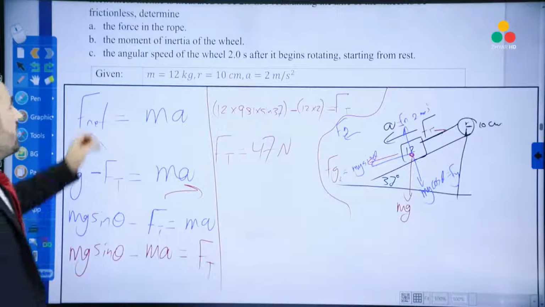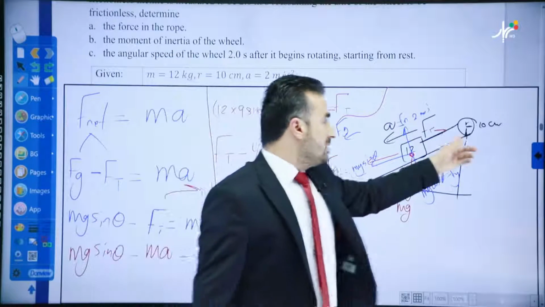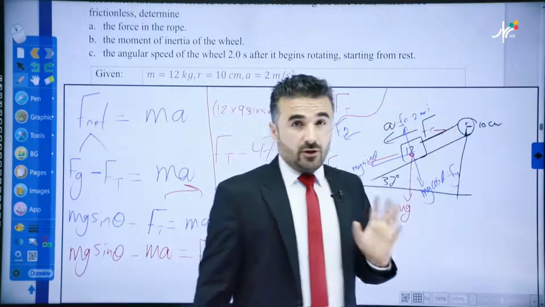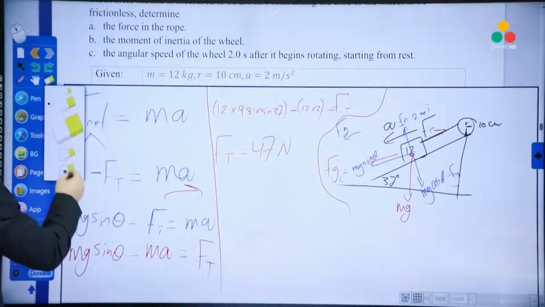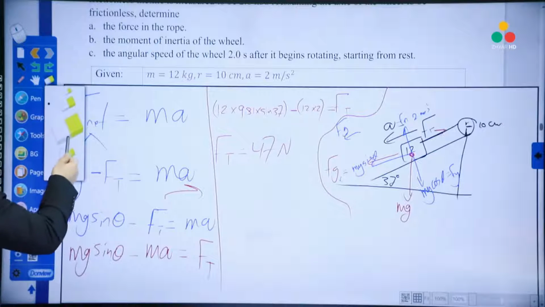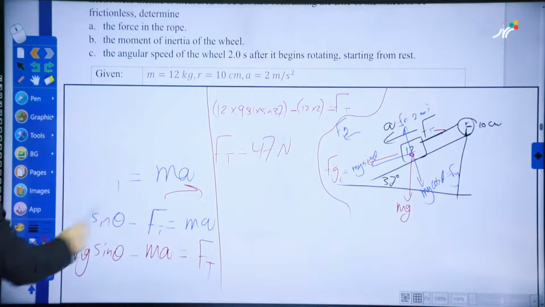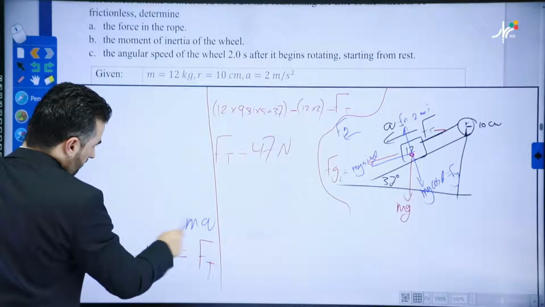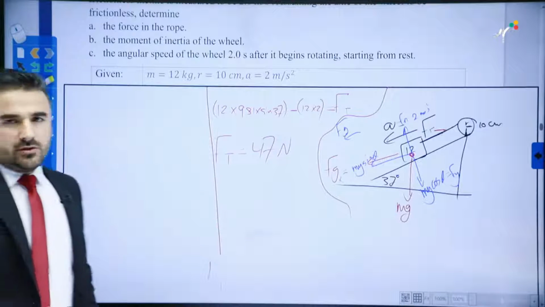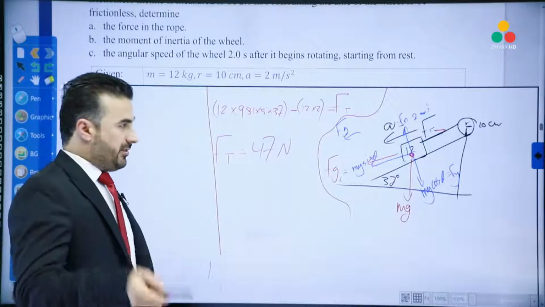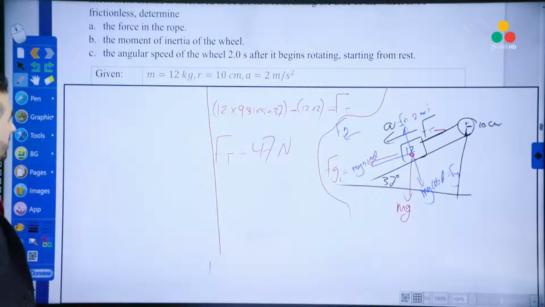Now, what is the second part? The moment of inertia of the wheel. Here comes another part. What is the equation for the moment of inertia of a wheel? You already know that. For a wheel, moment of inertia, or is there any other way we can do that? Can we use one half? Not that, because we're given the force. So because we have this, we can find the moment of inertia of the wheel.